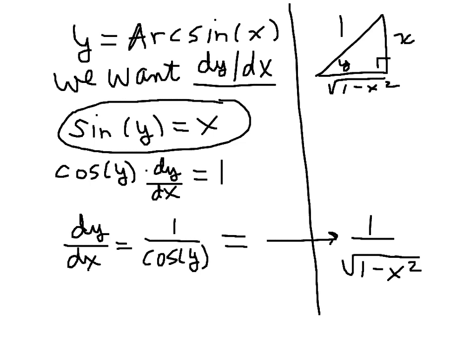Now let's remember, if x is 0, the derivative is 1. Remember, that's what we wanted to have happen. This function is only defined when x is between minus 1 and 1. And when x is 1 or minus 1, the derivative is undefined. And so it satisfies all those conditions that we expected it to satisfy when we examined the graph of arc sine of x.